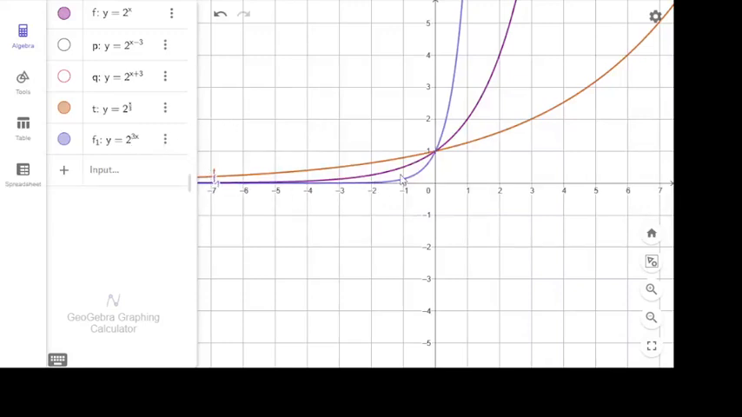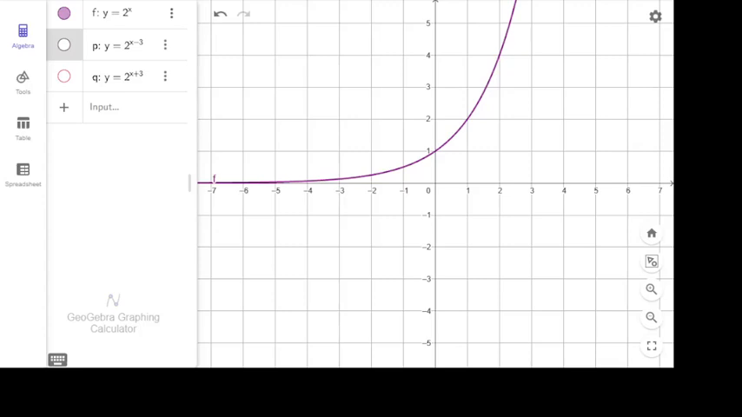We will see here. And when the coefficient of x is between 0 and 1, I have a horizontal stretch. Let me make them invisible. Now I want to check when my exponent subtracts or adds a positive number.